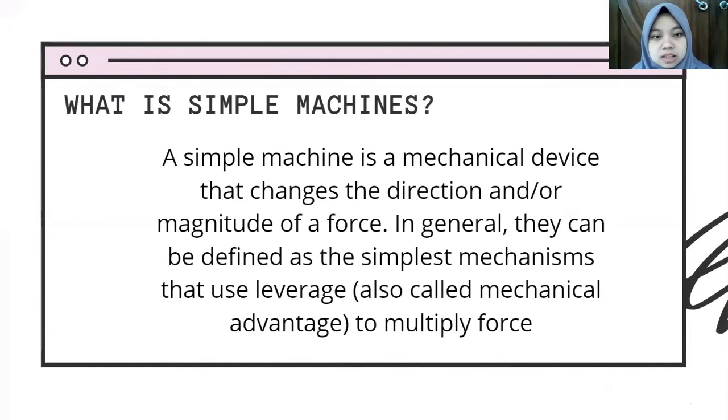Simple machine is a mechanical device that changes the direction and or magnitude of a force. In general, they can be defined as the simplest mechanisms that use leverage, also called mechanical advantage, to multiply force. Ignoring friction, the work done on the load is equal to the work done by the applied force. The machine can increase the amount of the output force at the cost of a proportional decrease in the distance moved by the load. The ratio of the output to the input force is called the mechanical advantage.